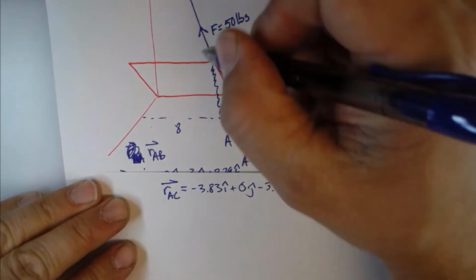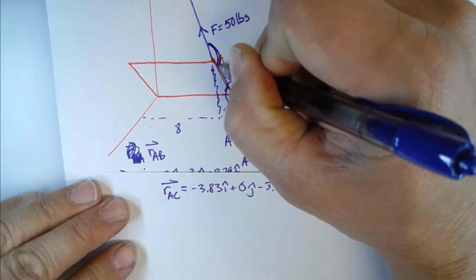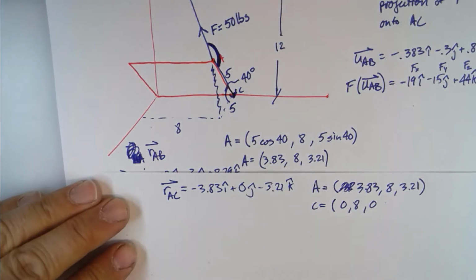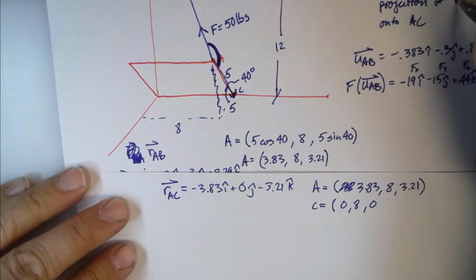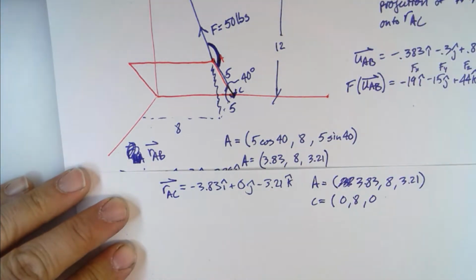So what I'm trying to find, just to be clear, is this angle right here. Just trying to find the angle between the vector RAB and the vector RAC. Maybe I'm going to change this. Instead of saying the projection of F, I'm just going to say of AB onto RAC.